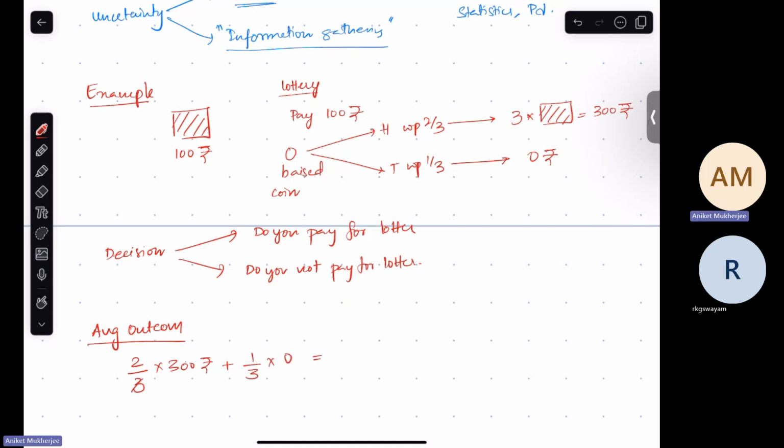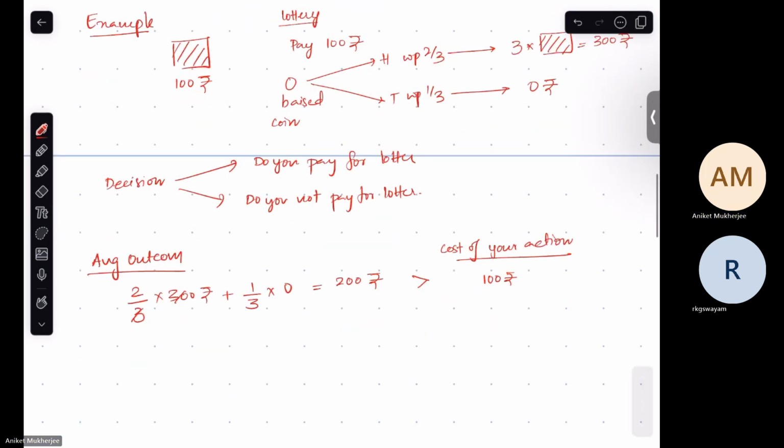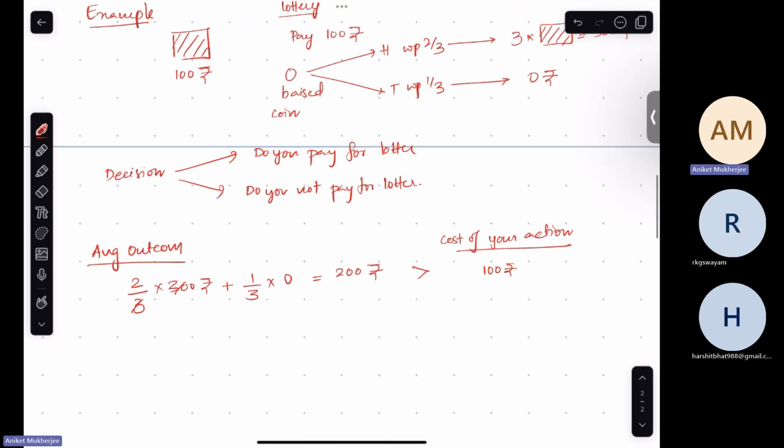So this boils down to 200 rupees, right? And then you compare it with how much you're paying for the lottery, the cost of your action. Your action here is entering the lottery, which costs rupees 100. And you see that my average outcome is greater than my cost of action. So your decision is, yeah, you enter the lottery, right? Now, this is the first setting.